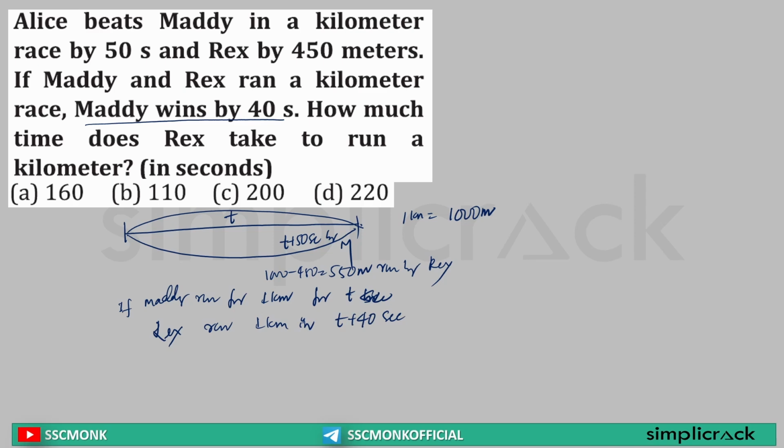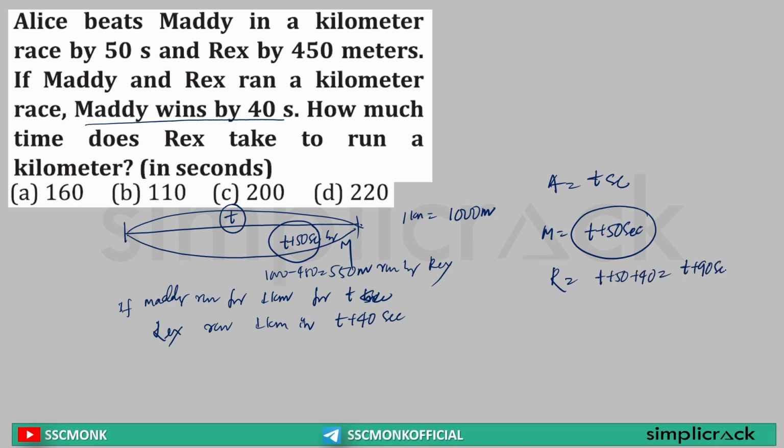Yes. Now here what we are seeing, sir, when Alice was running for t seconds, Maddie was running for t plus 50 seconds. So Rex will run 40 seconds more than that. So t plus 50 plus 40 is equal to t plus 90 seconds. Yes or no? So this is the time taken by Rex.